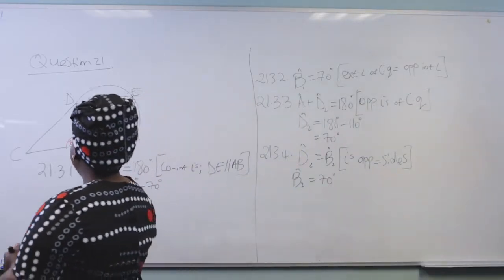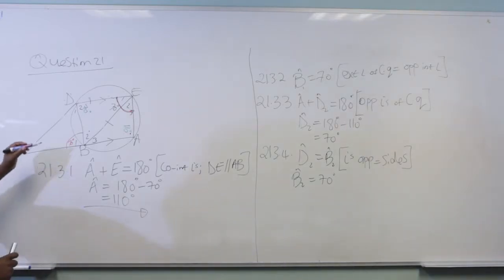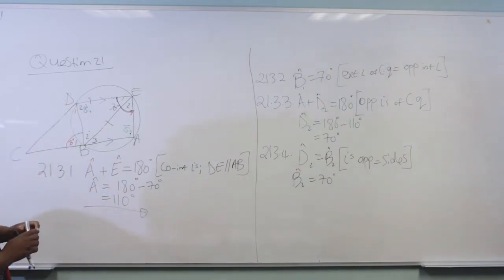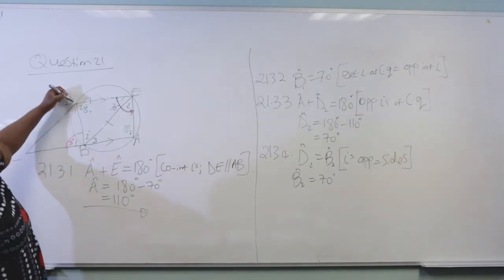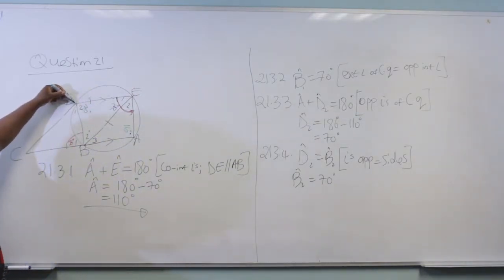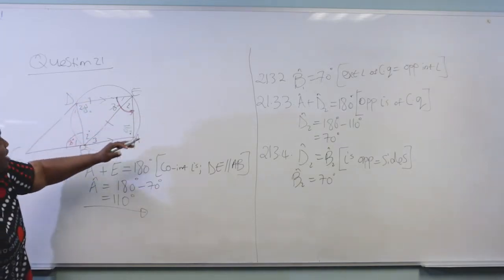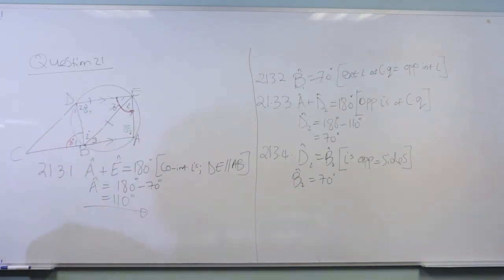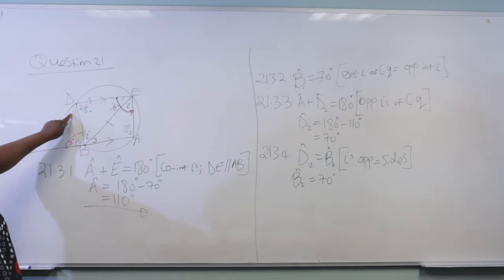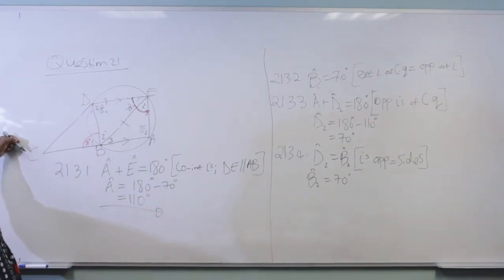Now, how do we find D1? Because D1 is one of the questions that we have to answer as well. D1 is just there, outside our cyclic quadrilateral. But this is not a straight line. So you cannot say that an exterior angle is equal to the opposite interior angle. However, this angle D1 here, it is on the tangent DC.